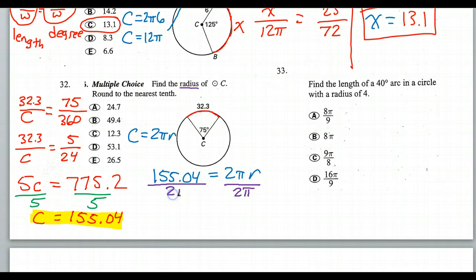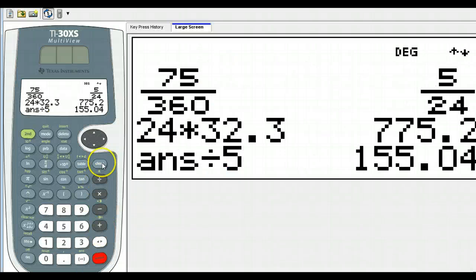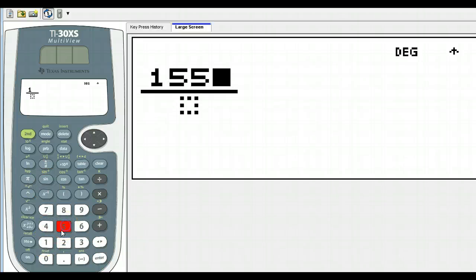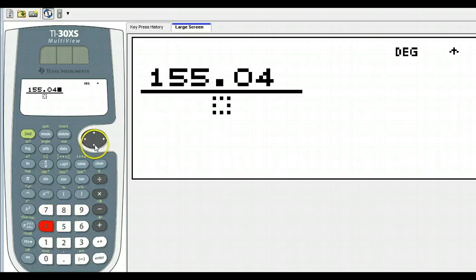Okay, watch out for the common mistake. Be careful about how you put this in your calculator. Okay, do you remember, people that are in my class in real life, I warned you, if you have two options, I would recommend typing this in as a fraction. So if you take my advice, you will go straight into fraction mode and type 155.04 over 2 pi. This is the safest thing to do.